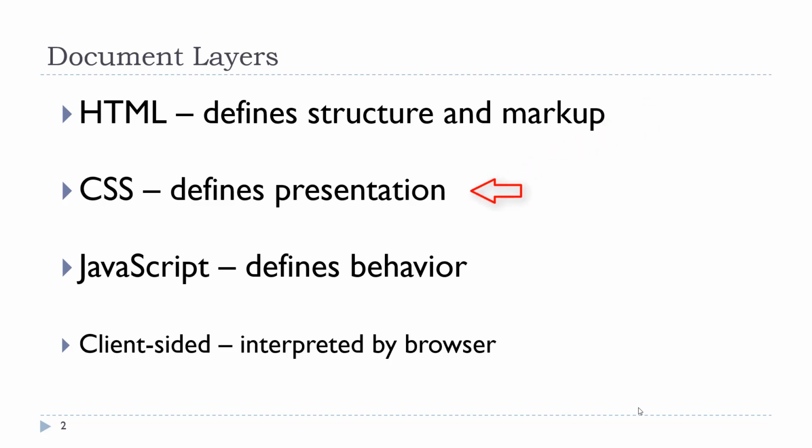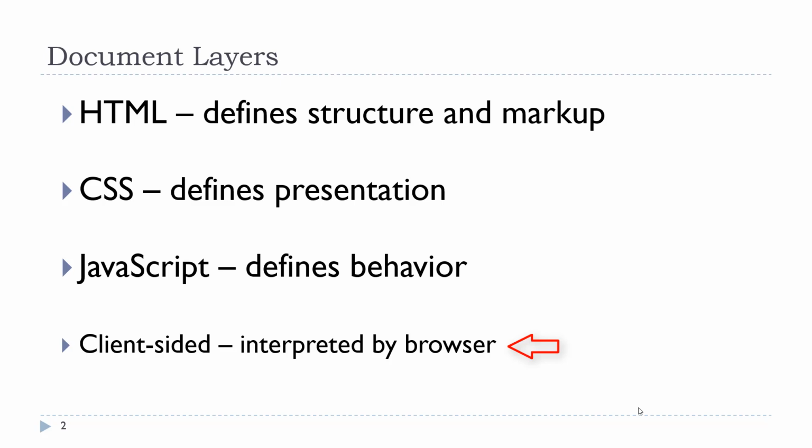We have the CSS layer that defines the presentation, how the page looks, where things are. We also have a JavaScript layer, which defines the behavior, how the page acts when the user does something, or when the page loads. These are what are called client-sided languages.